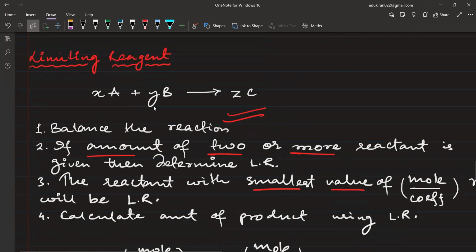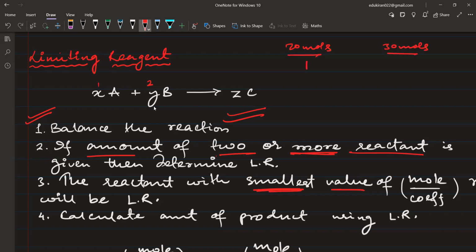Now, let us see what is limiting reagent. Limiting reagent concept तभी आता है when you have the amount of 2 or more reactant species given. 2 or more reactant. कोई भी species नहीं. If you have been given 2 or more reactant species का amount, then only we are going to use the concept of limiting reagent. Okay. Now, इसमें भी first of all you have to balance the reaction, and then the reactant with the smallest value of mole upon coefficient. For example, आपने दिया है 20 moles of A, and X की value है let us suppose 1, और Y की value है 2, और आपने दिया है यहाँ पे how many moles of B? You have taken let us suppose 30 moles of B.